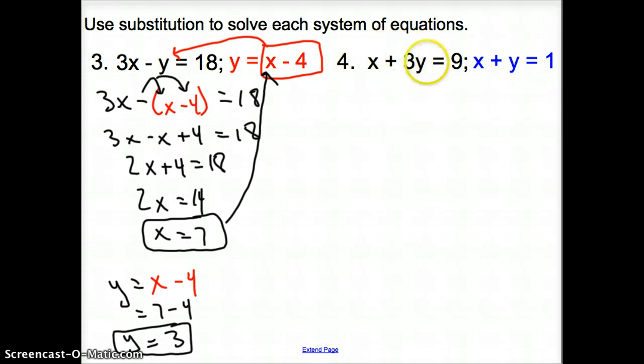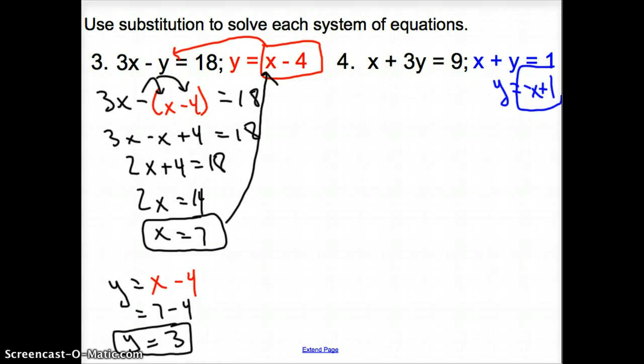Now again, we're using substitution, but what if we do not have a variable that is solved for? Here we have x plus 3y equals 9. Here we have x plus y equals 1. So we do not know what a variable is, so we have to solve for a variable. So I'm going to use this blue equation and solve for y. I just like solving for y, so I go y equals, and then I subtracted the x over, plus 1. Now I have an equation that I can use.